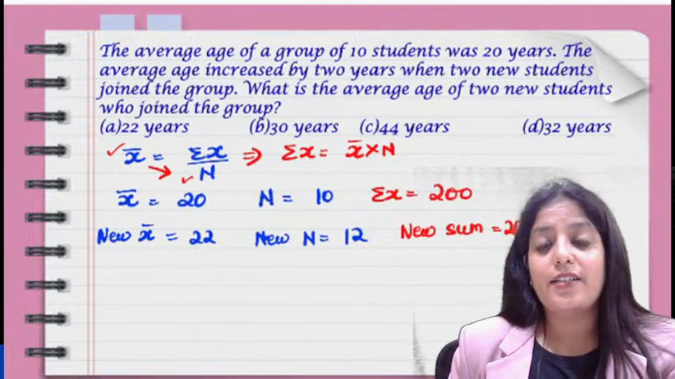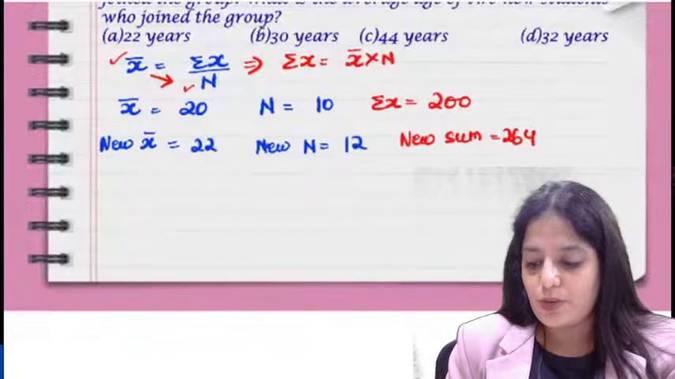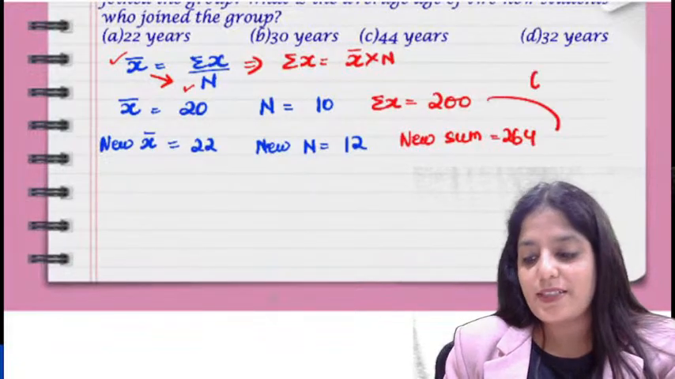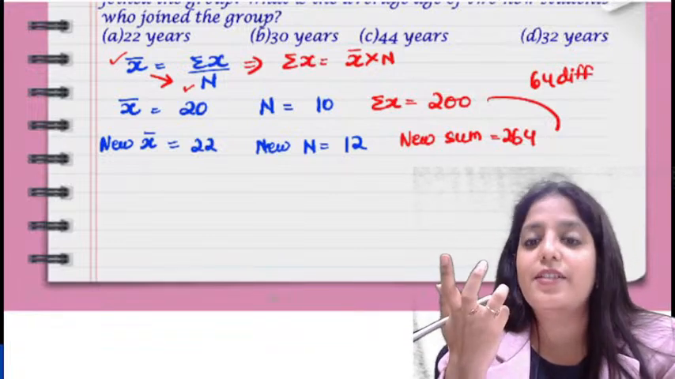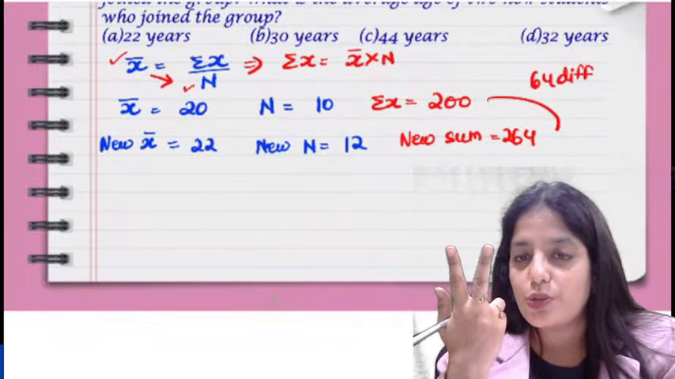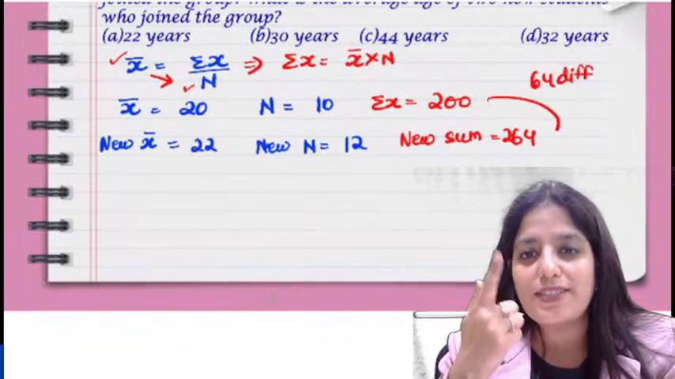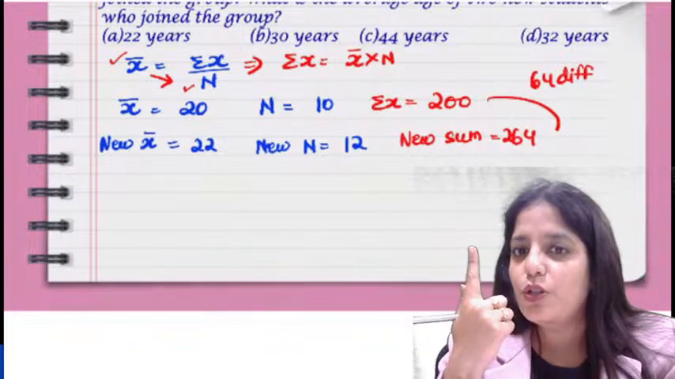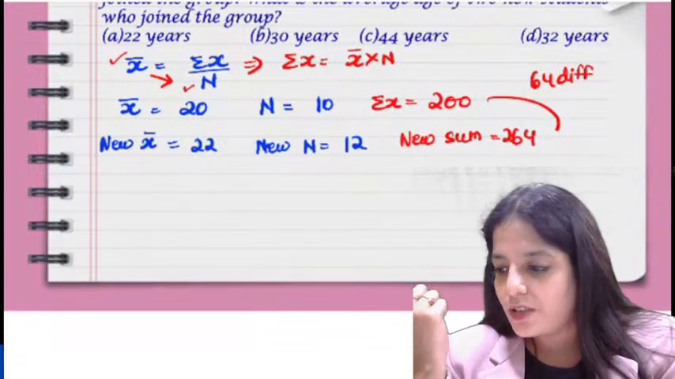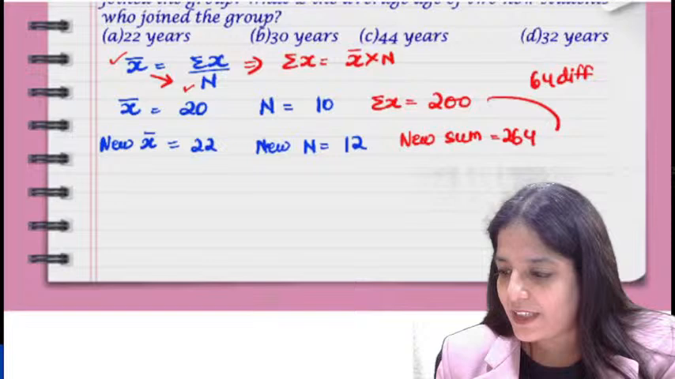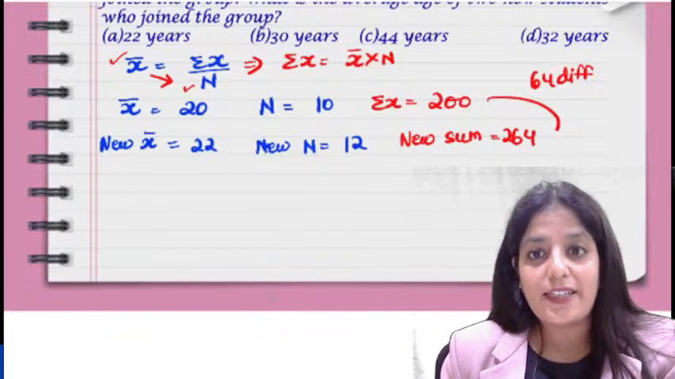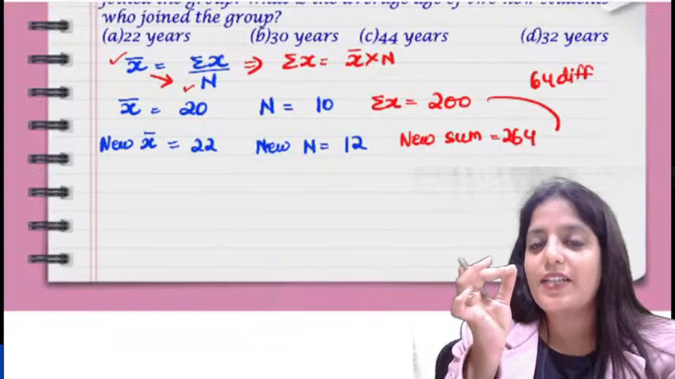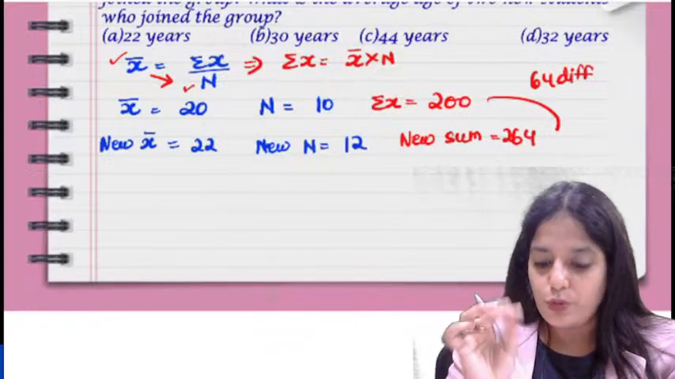Now understand the difference between these two sums. How much is the difference? 64 is the difference. This difference is basically what? This difference has arisen because of the 2 new students. This 64 is nothing but the sum of the ages of the 2 new students. Alright guys, got it? This difference of 64 represents the sum of the ages of the 2 students.